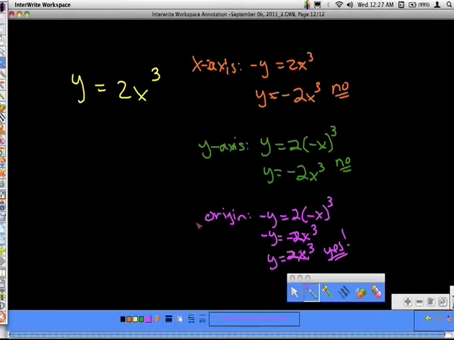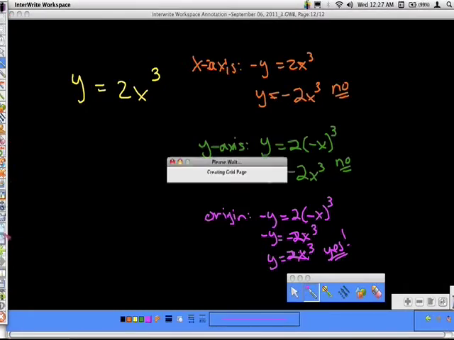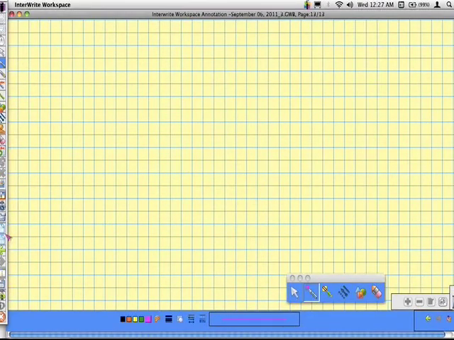How can we use this to try and help graph something? Well, let's take a look real quick here. Let me find my graph paper. And let's go with this equation. They want us to sketch x minus y squared equals 1.